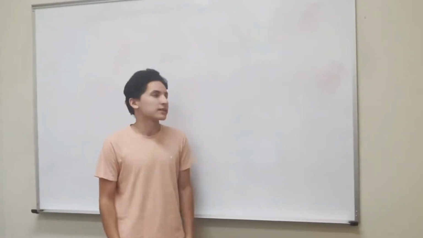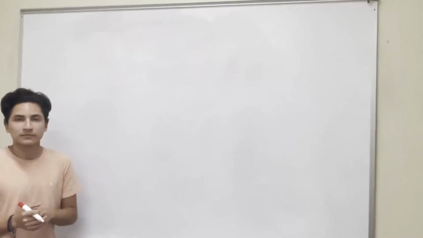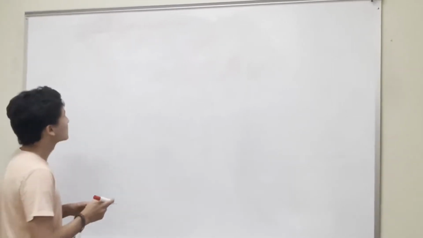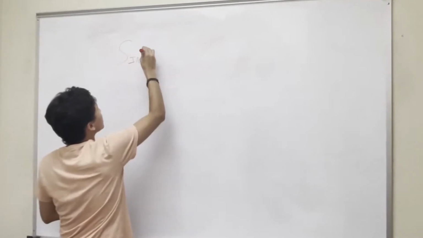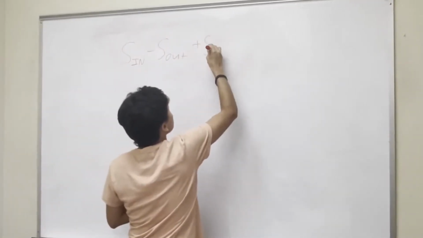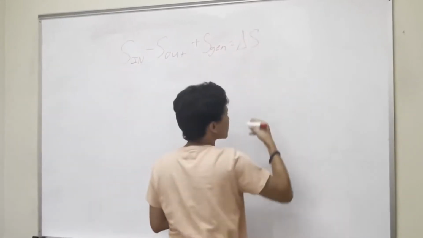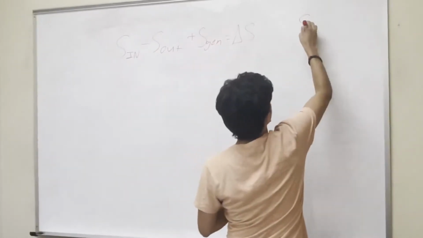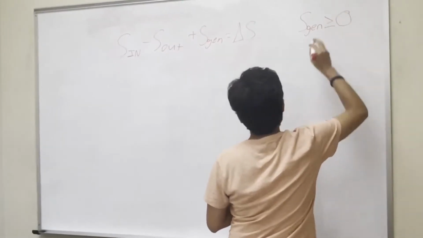Hi, my name is Derek, and today I'm going to be talking about the entropy balance of our system. So for our system, we have our entropy in minus our entropy out plus the entropy generated in the universe is equal to the total entropy of the system. And for all systems, your entropy generated has to be greater than or equal to 0.